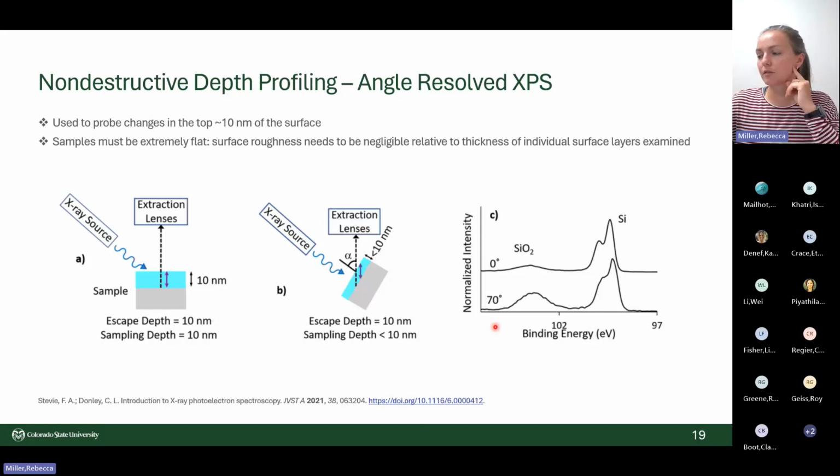And so this shows you a silicon wafer with silicon oxide on the surface at normal versus at an angle. And at the angle, you see this higher contribution of the silicon binding environment bound to oxygen rather than just silicon-silicon bonds, which you still do see.